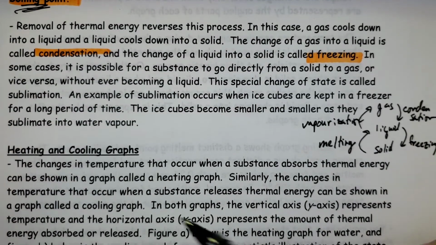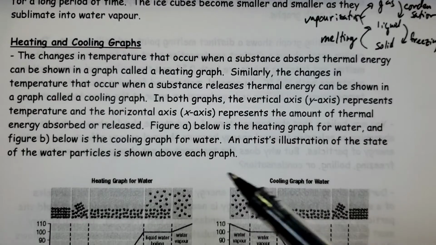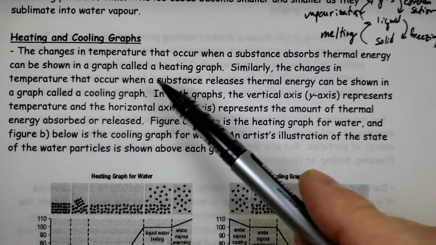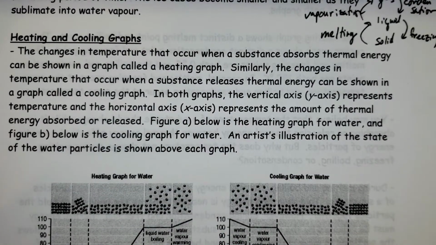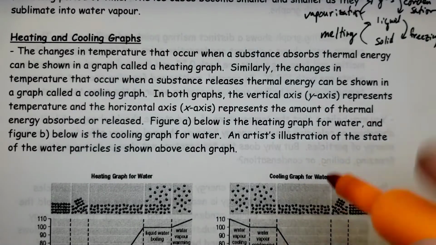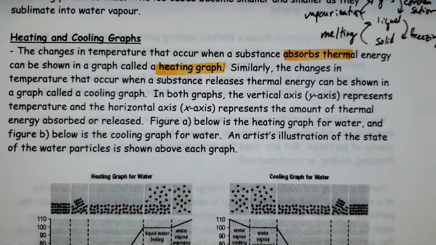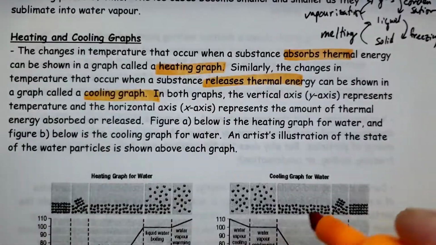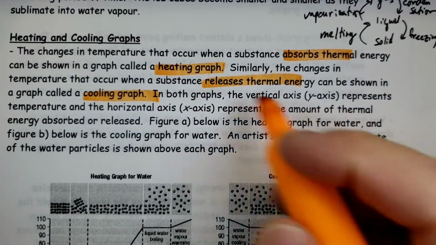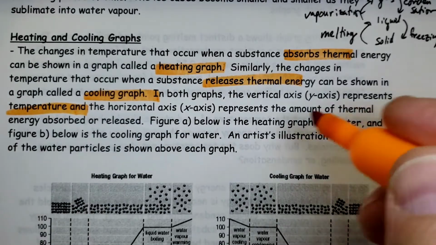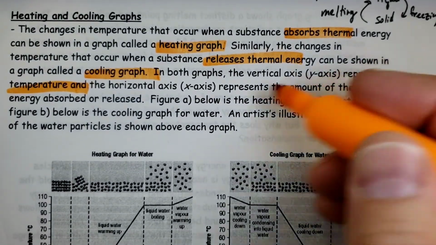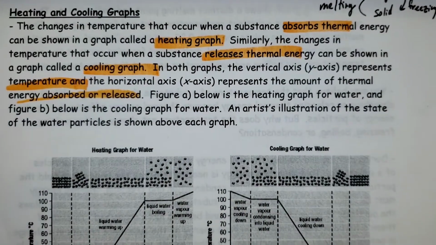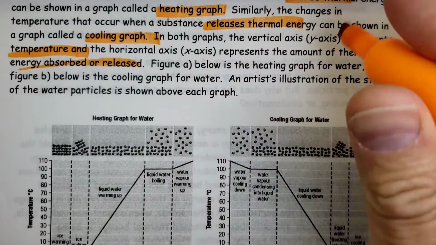Okay? So heating and cooling graphs. The changes in temperature that occur when a substance absorbs thermal energy can be shown in a graph called a heating graph. So if you're absorbing thermal energy, things are getting heated up. Similarly, the changes in temperature that occur when a substance releases energy is shown on a cooling graph. In both graphs, the y-axis is the temperature and the horizontal axis is the amount of thermal energy absorbed or released. Figure A below shows a heating graph, figure B shows a cooling graph.